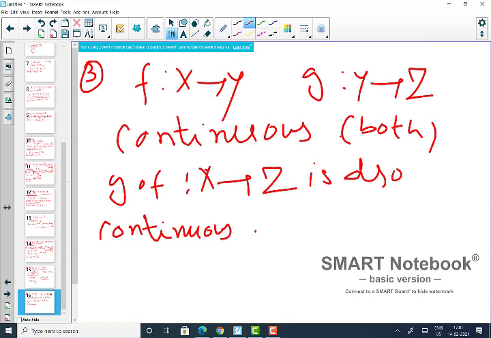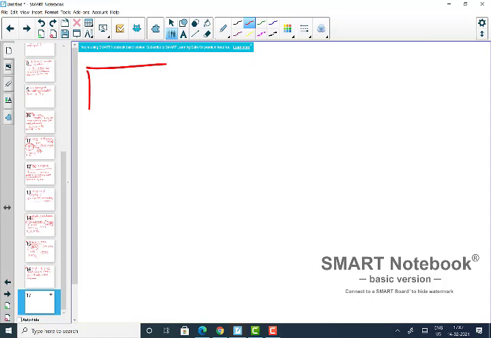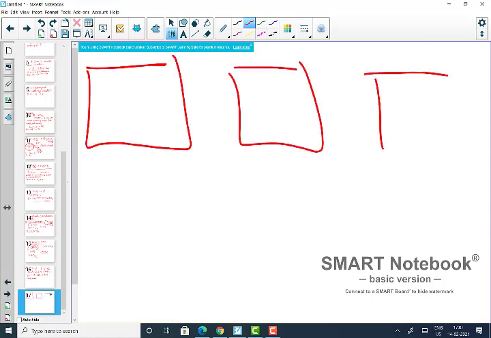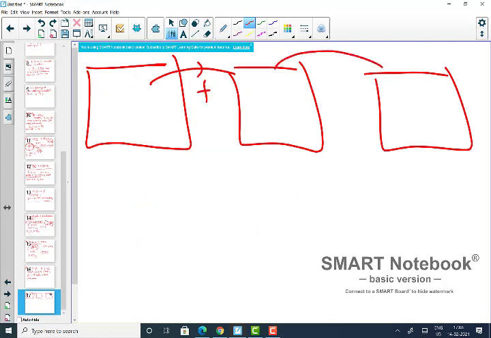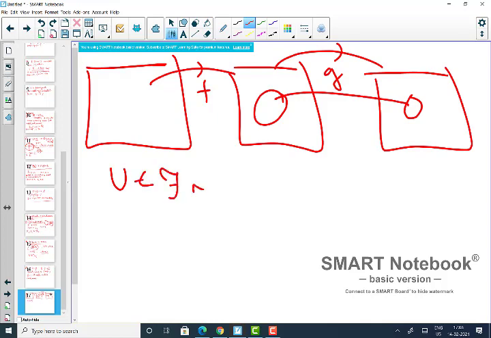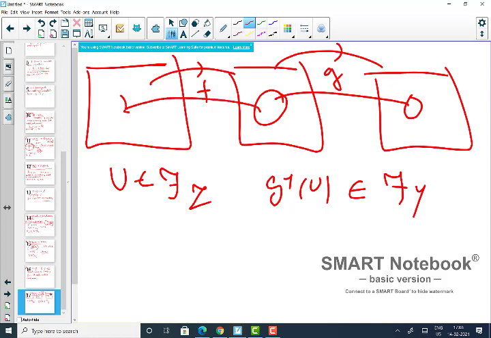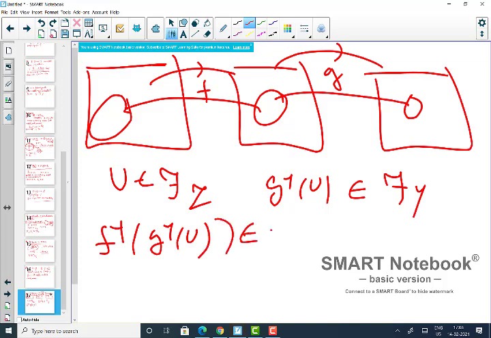Why so? Let me draw a picture, then you can understand. Suppose you have X, then Y, and then Z. This is F, this is G. Now if you choose an open set here, then the inverse image under G will be open here. So U is open, U belongs to the topology tau of Z, then G inverse of U is an element of tau of Y, because G is continuous. And once you have an open set here, then you can talk about the pre-image, which comes from here to here. So the pre-image of this is F inverse of G inverse of U. This is an element of the topology of X.